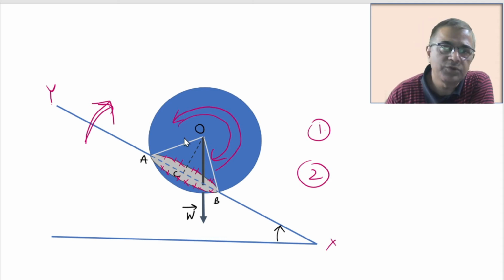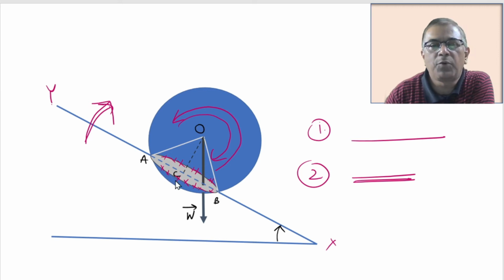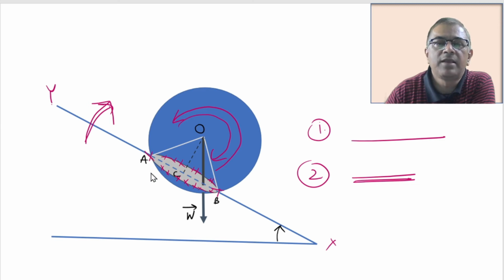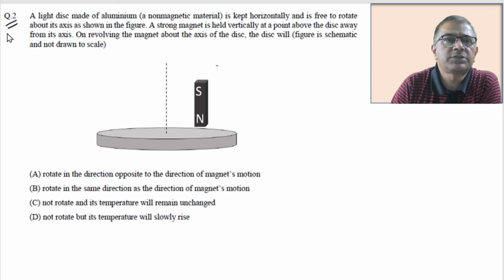And the second question I'm leaving with you is: as the plank rotates, at what points will the normal reaction be more, and in fact at which point will the normal reaction be maximum? You also need to tell me the point when the normal reaction at this point A becomes 0.